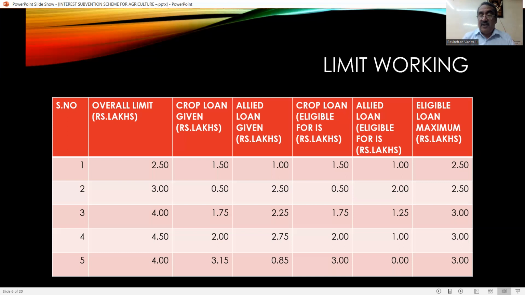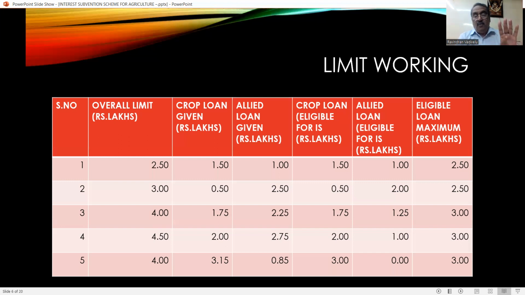So entire 1.75 is eligible. But with reference to agriculture, it is 2.25. The overall ceiling is 2 lakhs. But overall, that is overall of all limits, it is only 3 lakhs. So 1.75 minus 3, it works out to 1.25. So the situation 3 is, the eligible loan limit should not exceed 3 lakhs. So crop loan, they are eligible to the tune of 1.75 lakhs. And allied loan, they are eligible to the tune of 1.25 lakhs.